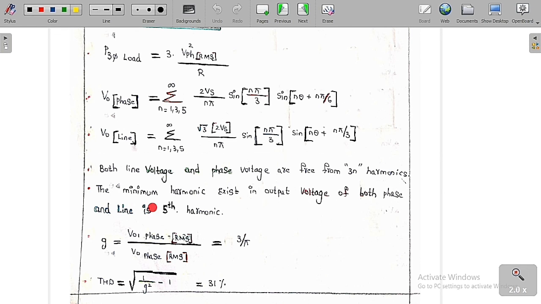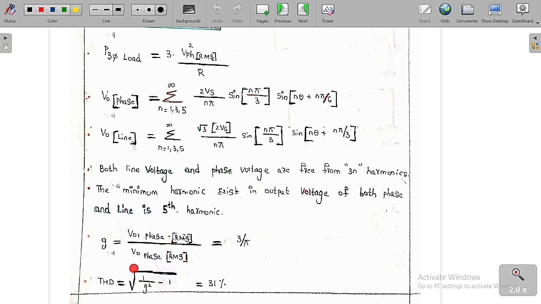So the minimum harmonic existing in the output voltages of both phase and line is the fifth harmonic, because the 3rd is going to be absent, so the next one is the fifth. So the fifth harmonic is the minimum harmonic that is going to be present in both the phase voltages and also the line voltages in the 120 degree mode of operation.